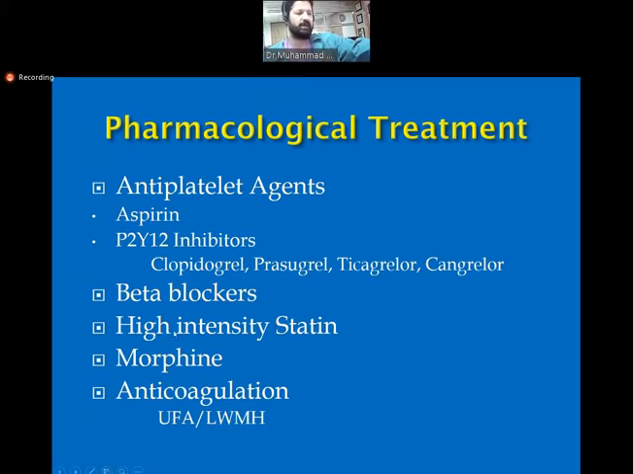Beta blockers, high intensity statin recommended, morphine. If the patient is having chest pain, you can give morphine and anticoagulate the patient with unfractionated heparin or low molecular weight heparin. These treatments are all class one indication. You have to give all these medications in emergency after ruling out any contraindication for these medications.